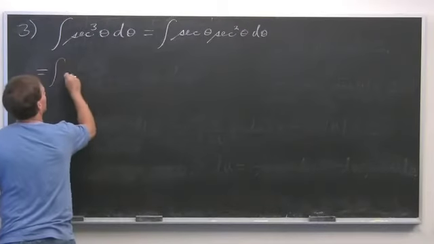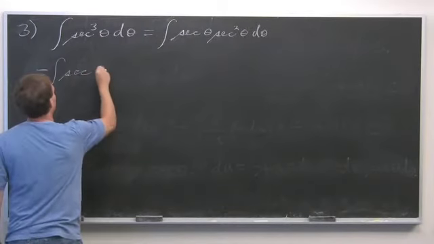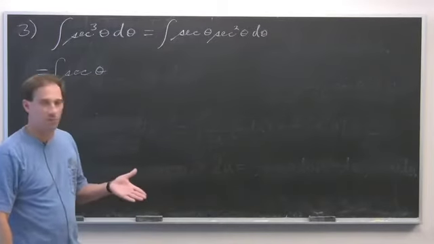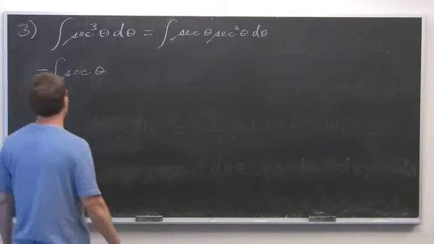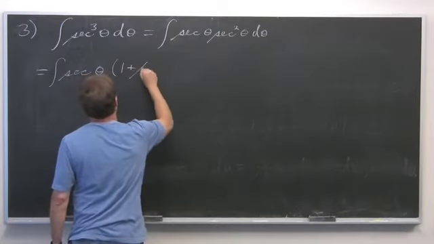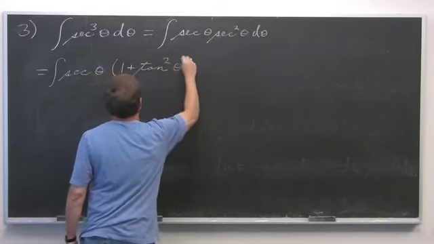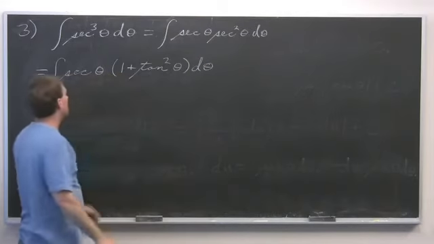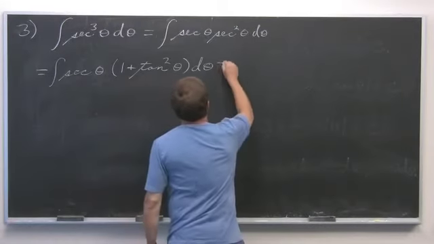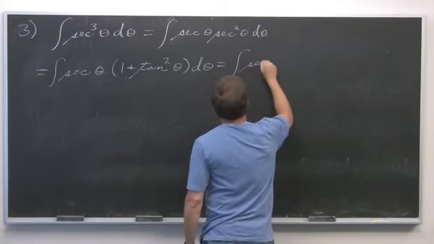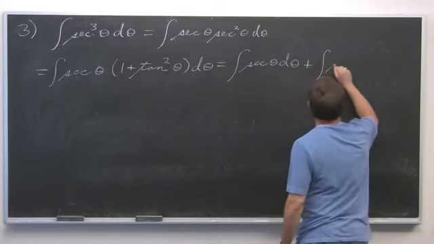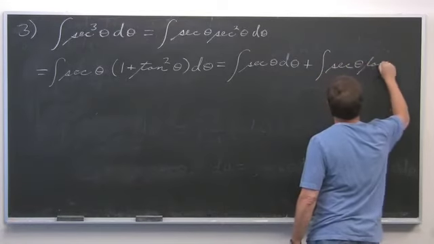So you use the trig identity, kind of our second most fundamental one. The first one, of course, is sine squared plus cosine squared equals 1. But the second most fundamental one is tan squared plus 1 is secant squared. So secant squared is tan squared plus 1, or 1 plus tan squared theta d theta. Now you can multiply this out and split up the sum of integrals, and you get the integral of secant theta d theta, and then plus the integral of secant theta tan squared theta d theta.